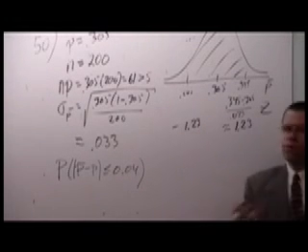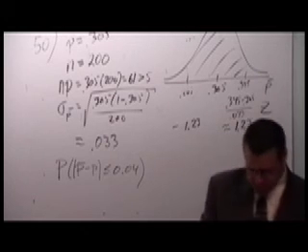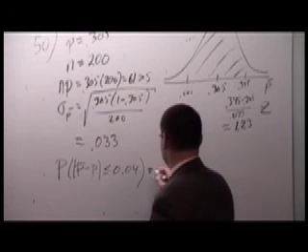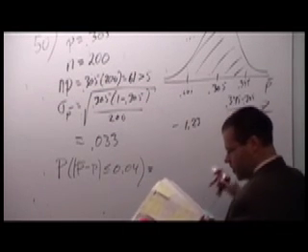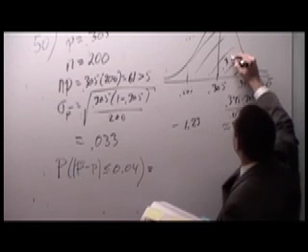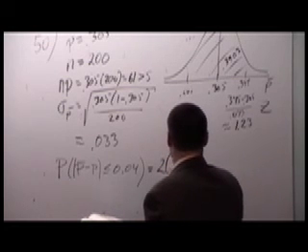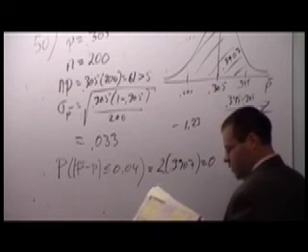You notice we're doing the same thing again and again, right? So hopefully that'll stick. All right. So we look that up. We look up 1.23. You find that this area is 0.3907, which means that this is 2 times 0.3907, or 0.7814.